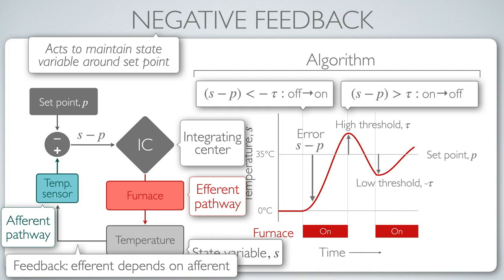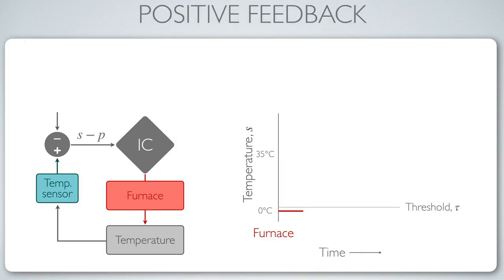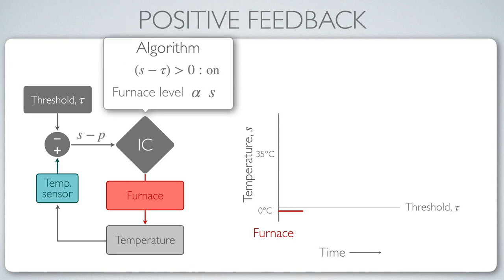Now we can contrast negative feedback with positive feedback. All right, a lot of the same parts still apply. We've got two notable differences here. First of all, there is the threshold. Okay, this actually should be tau, not p, because it's the difference between a threshold and the state variable that determines the actions by the integrating center. Okay, in this case, the threshold is a little bit different. It's not defined as a particular value of the error, but instead it's a particular value of the state variable itself.